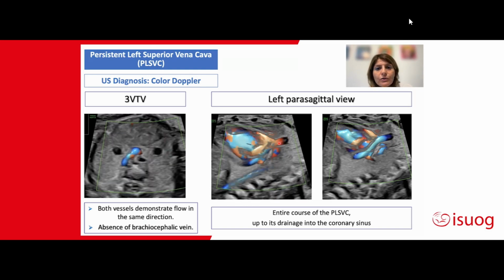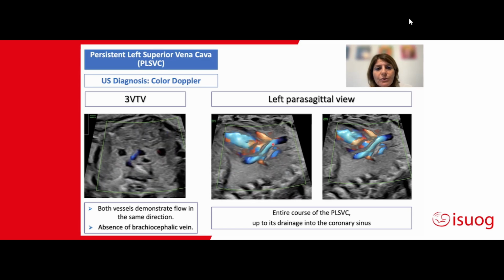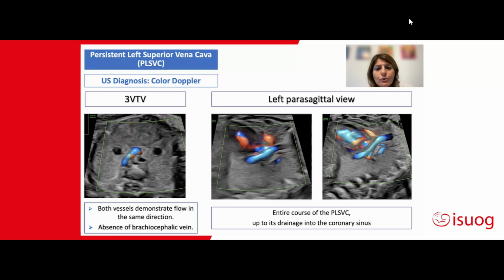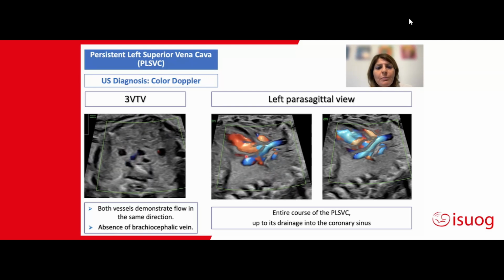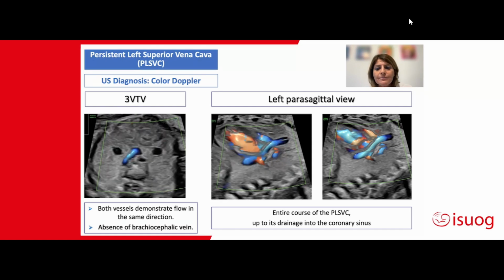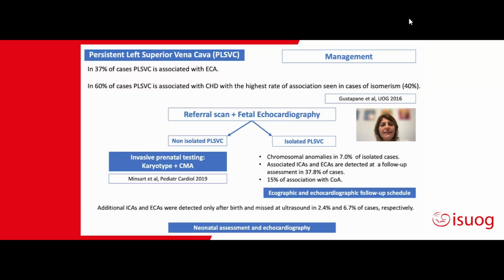The entire course of the persistent left superior vena cava up to its drainage into the coronary sinus can be visualized on a left parasagittal plane of the thorax. A recent meta-analysis demonstrated that this anomaly is significantly associated with intracardiac and extracardiac anomalies. Therefore, a referral scan and fetal echo should always be performed. In cases where persistent left superior vena cava is not isolated, invasive prenatal testing is recommended, and CMA should always be considered. The challenge lies in the management of isolated cases.